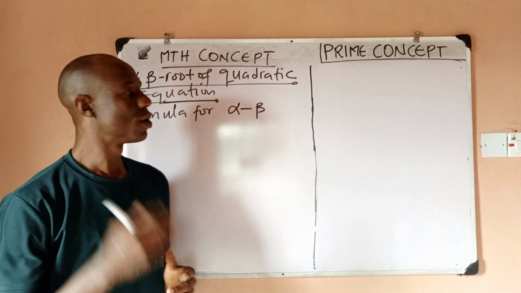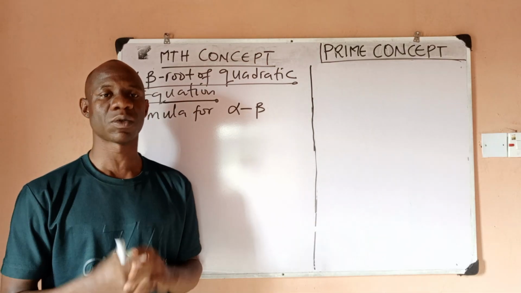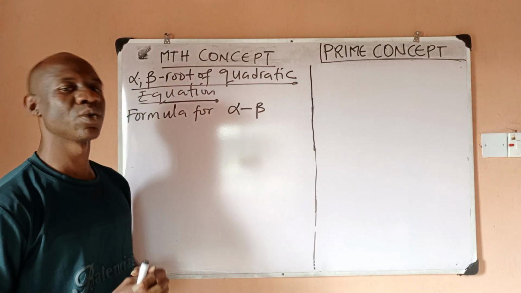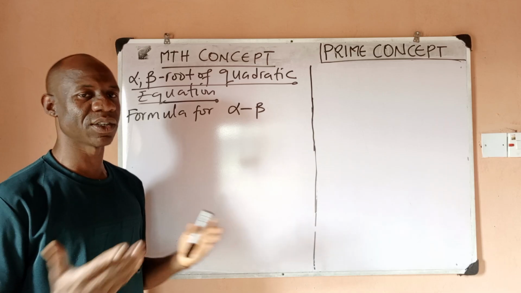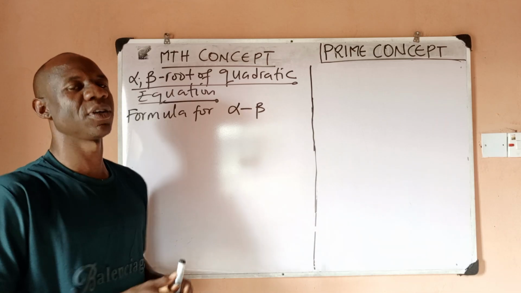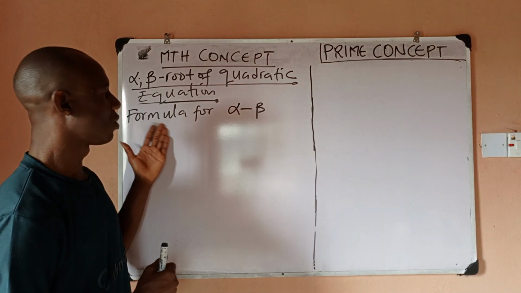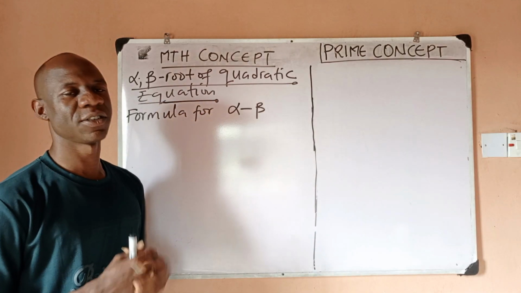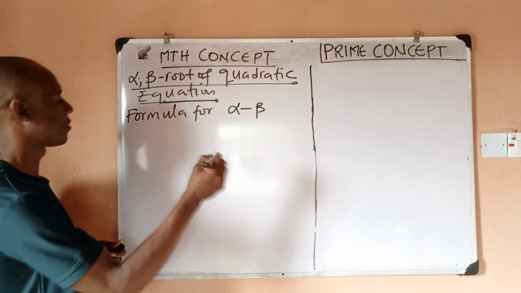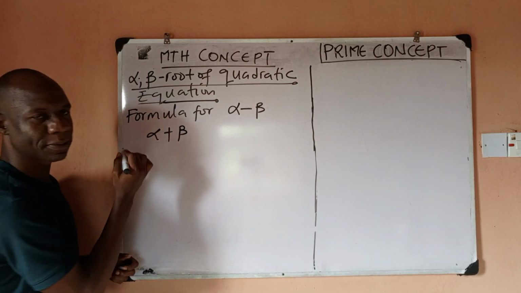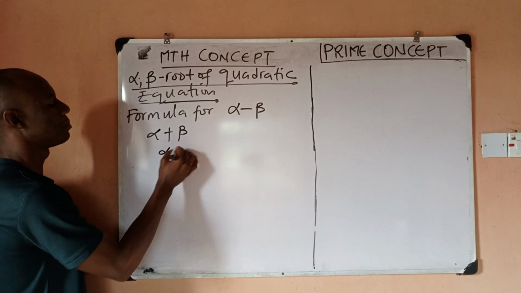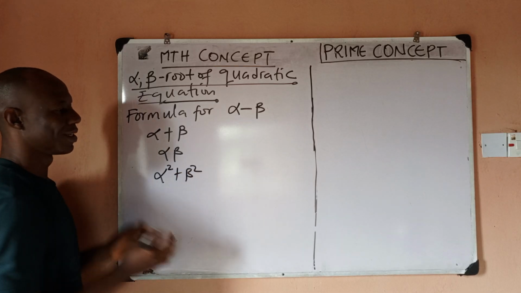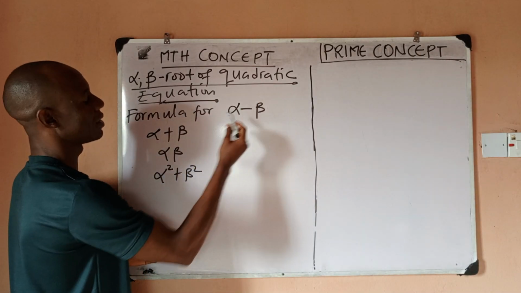In this video, I want to analyze very importantly what we have been looking at: quadratic equations, alpha, beta, roots of quadratic equation. We have been establishing a series of formulas in our previous videos. Now in this, we want to look at the formula we can use when we are required to find alpha minus beta. We have seen how we can find alpha plus beta. We have also seen how we can find alpha beta, and we have also seen how to find alpha squared plus beta squared. So in this video, we want to see how we can find this and link up to this.